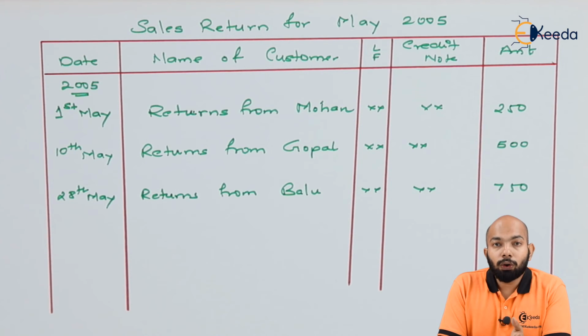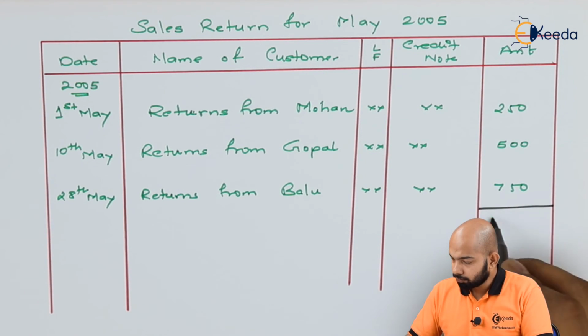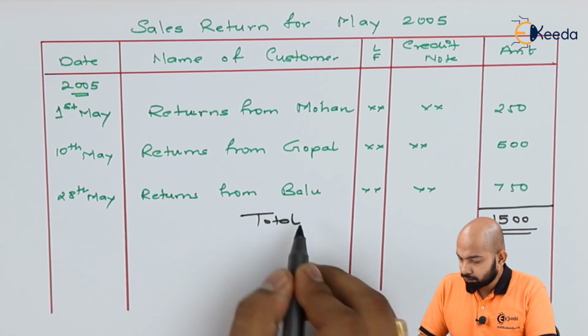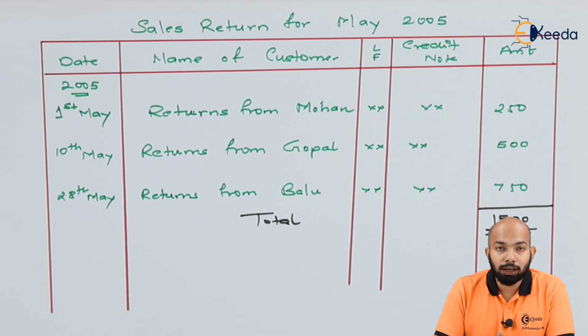Now that we've recorded all the transactions, we'll total the specific amount and we'll see how much is the total for sales return account. Now that we know that the total of 1500 is the amount that has been recorded here, that means this amount will be transferred to sales return account.